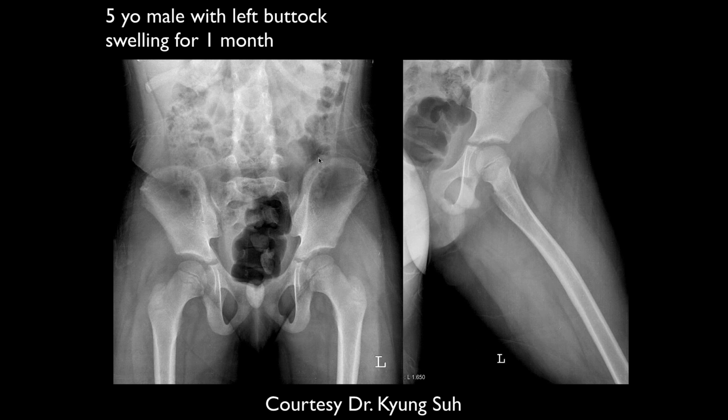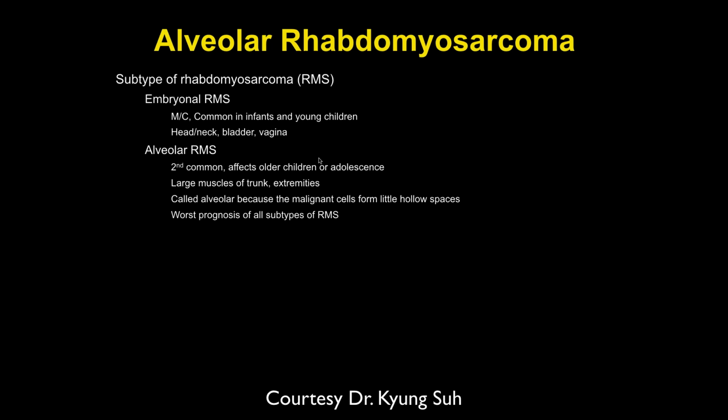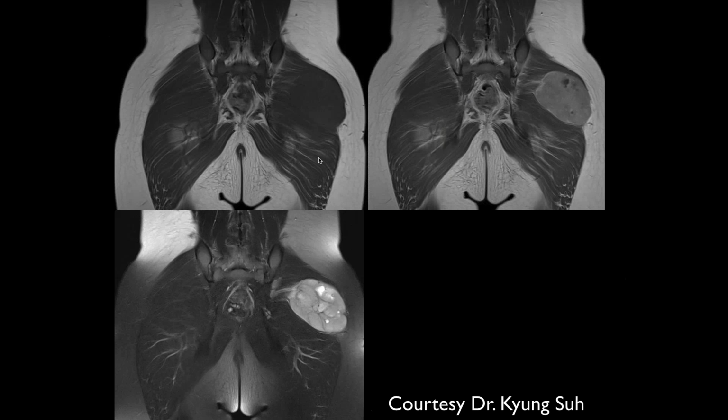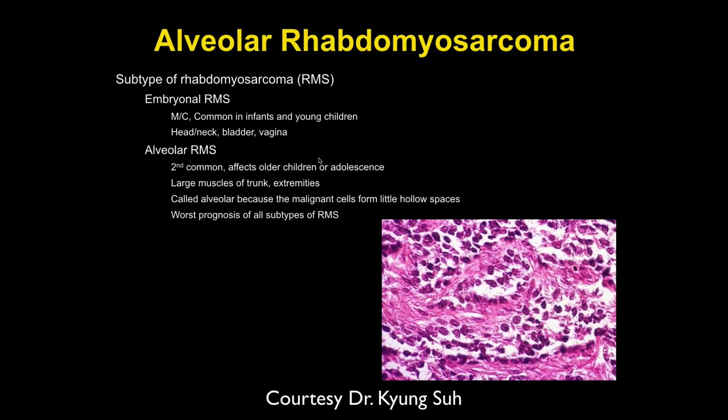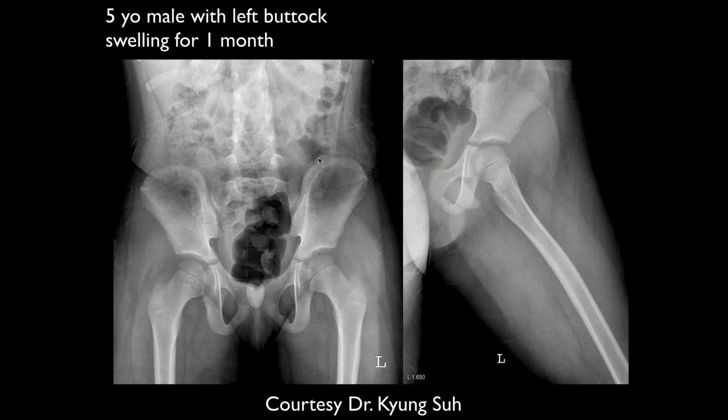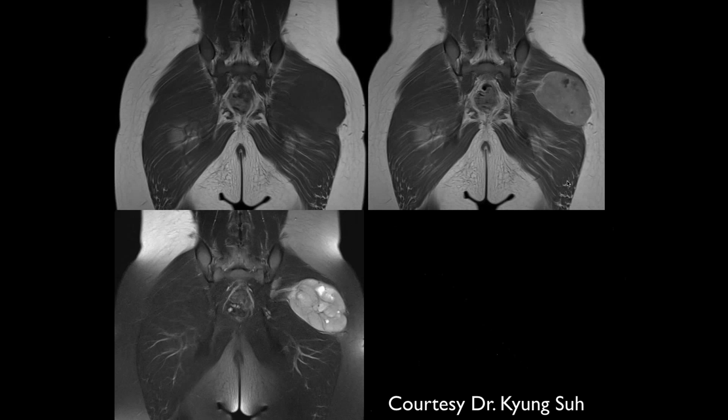Okay, so here we have a couple of radiographs of this 5-year-old male presenting with left buttock swelling for 1 month, and especially looking at that lateral view, it does look like we've... Okay, there it is. So I do see some kind of indistinct soft tissue swelling adjacent to that hip joint on the left, maybe a couple of... Yeah, okay.